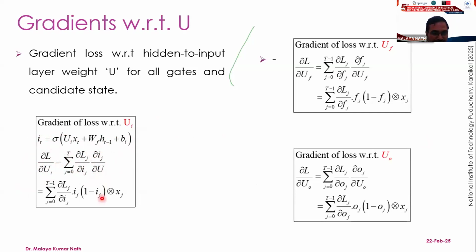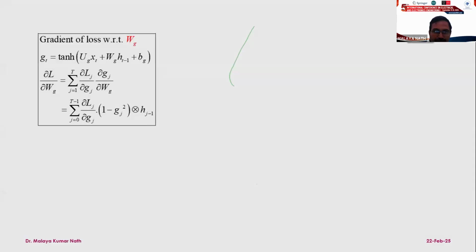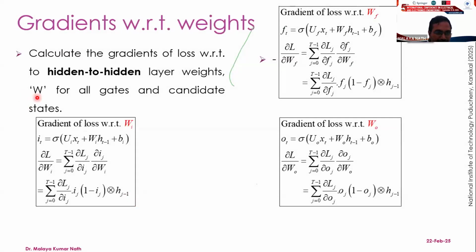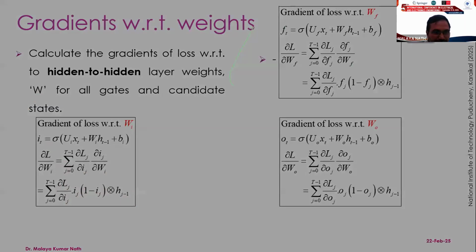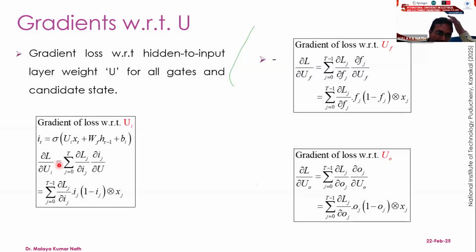If we simplify this, it gives rise to the summation over j equals 0 to t minus 1 of the derivative of L_j with respect to del I_j into I_j into 1 minus I_j into x_j. So in this expression and the previous expression, just look here. In this case, we have I_j into 1 minus I_j into h_(j-1), del I_j with respect to del I_j. Similarly, in this case also, with respect to U_i, we get del L_j by del I_j into I_j into 1 minus I_j into x_j. So this representation is similar.